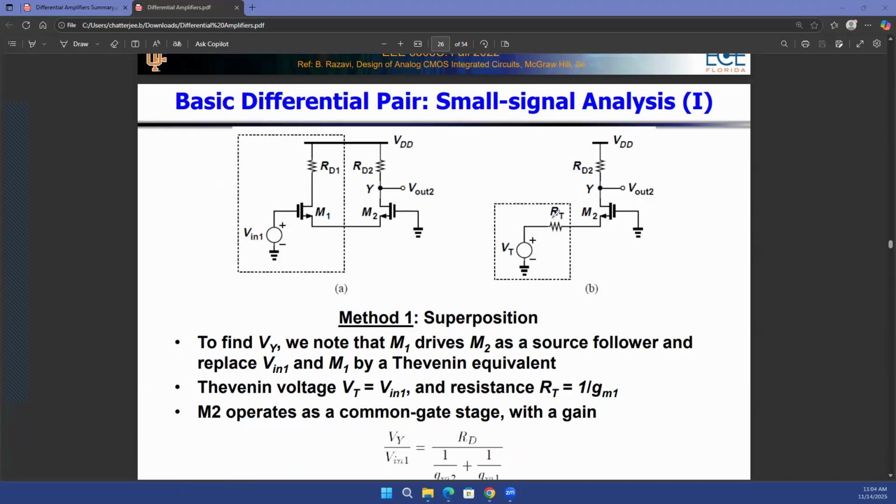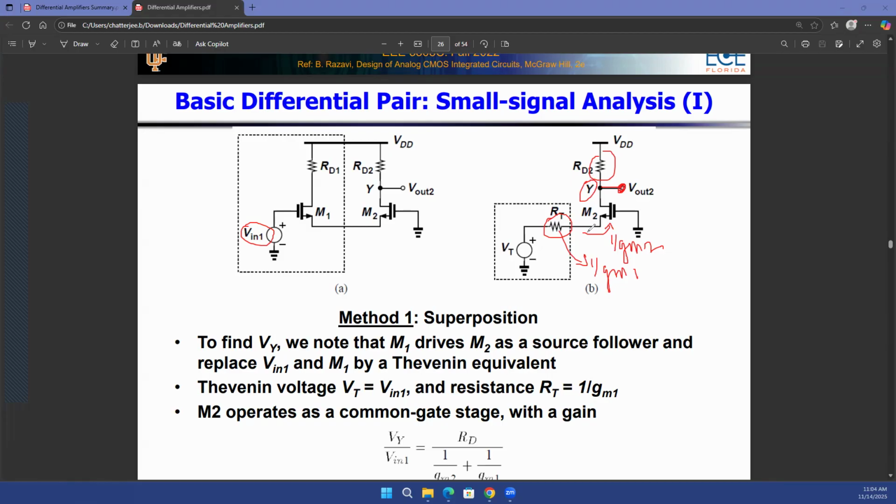So your resistance RT is equal to 1 over GM1. The resistance looking into this particular source is going to be 1 over GM2, right? And then this is your RD2. Now we are trying to find out what is Vy. This is Vy over here, that is your V out 2, that's node Y, divided by V in 1.